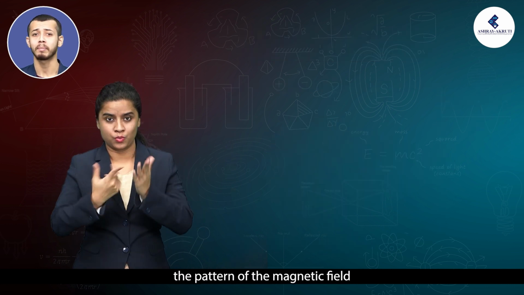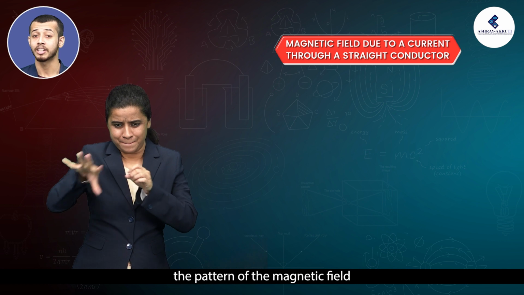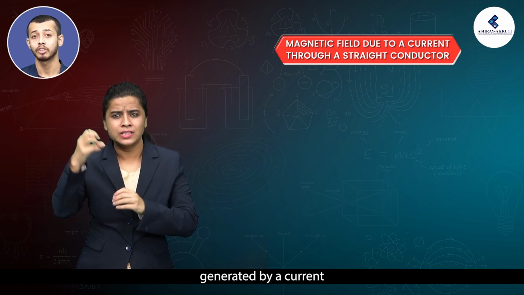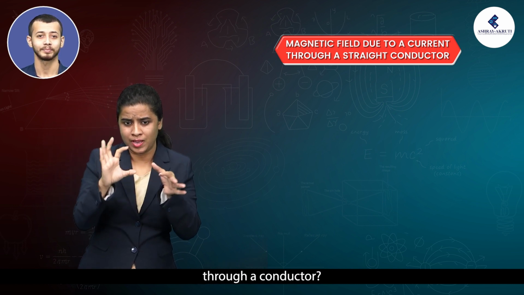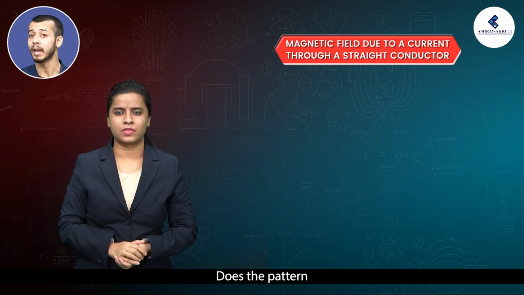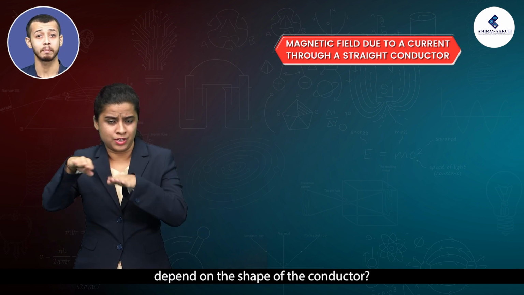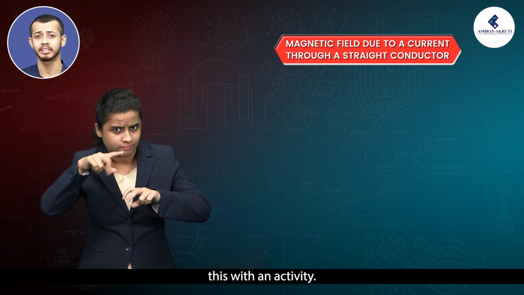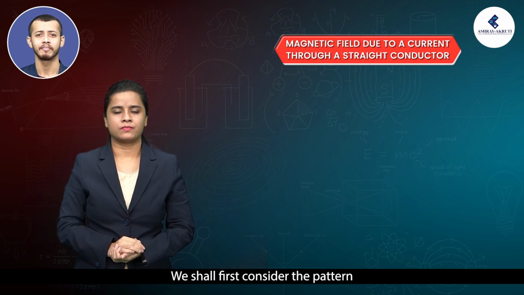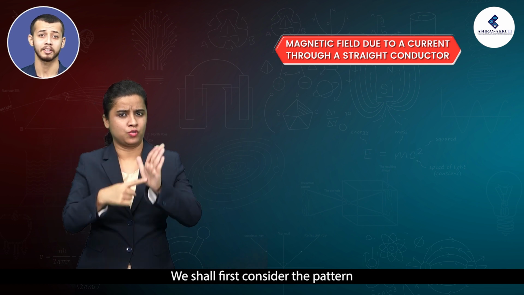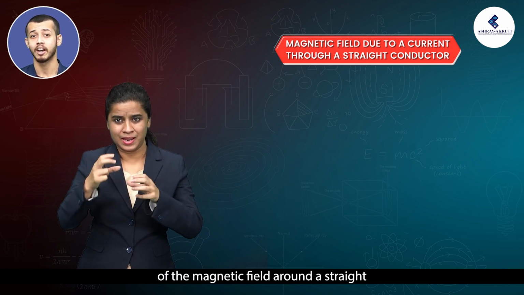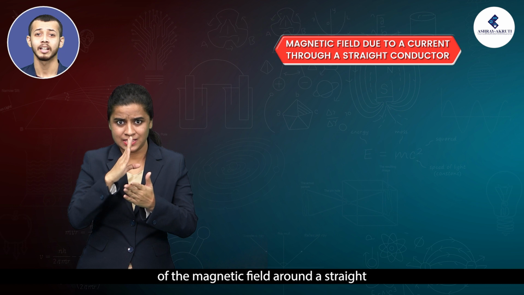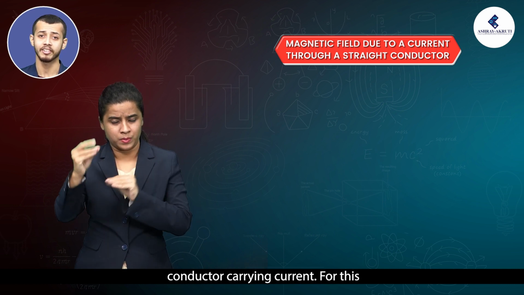What determines the pattern of the magnetic field generated by a current through a conductor? Does the pattern depend on the shape of the conductor? We shall investigate this with an activity. We shall first consider the pattern of the magnetic field around a straight conductor carrying current.